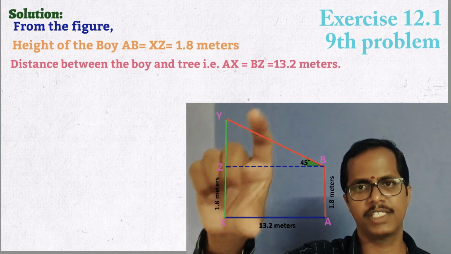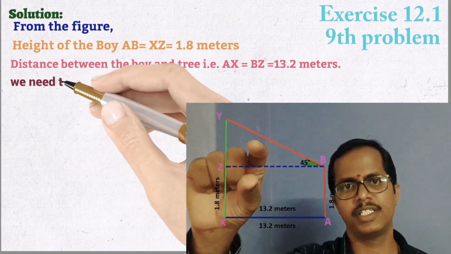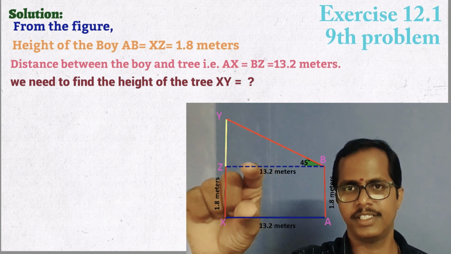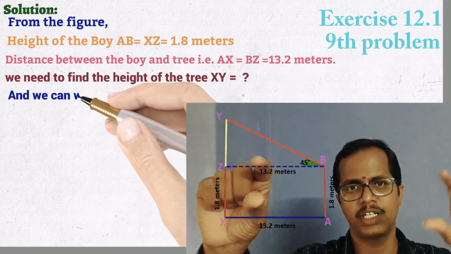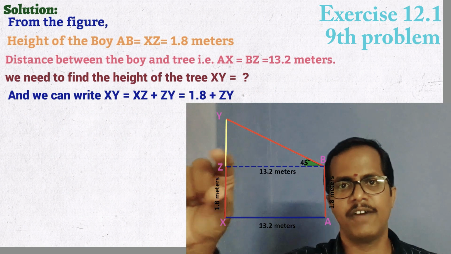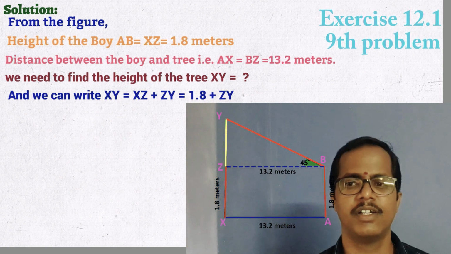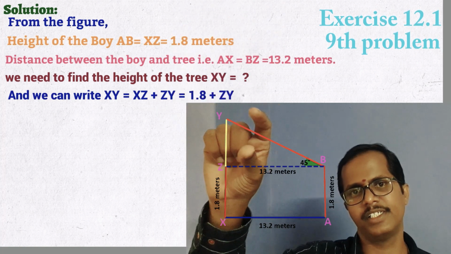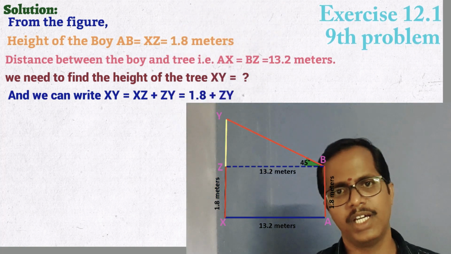Now to find the height of the tree, that is XY: if you observe, XY is the sum of two parts, that is XZ and ZY. And XZ is nothing but the length of the observer AB. So we have XZ as 1.8 meters. Now we need to find the length of YZ. If we find the length of YZ, then we can know the height of the tree.